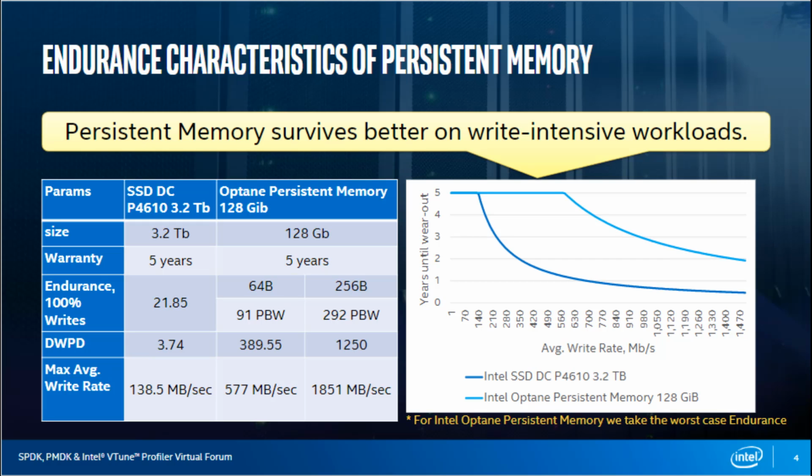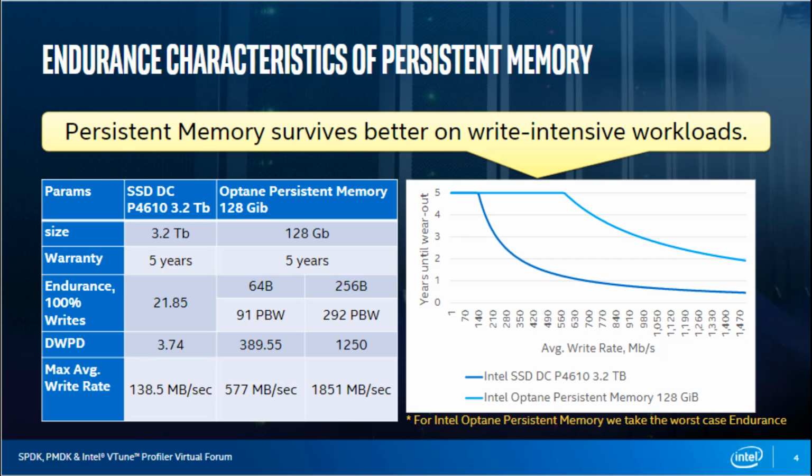And it means how many times per day we can rewrite this SSD to support the full warranty period. And for Optane persistent memory, if you look into the specification, you will see that we have two values for endurance, provided for two cases. The first case is when we do writes in chunks of just 64 bytes, which is a cache line size. In this case, the endurance is 91 petabytes.